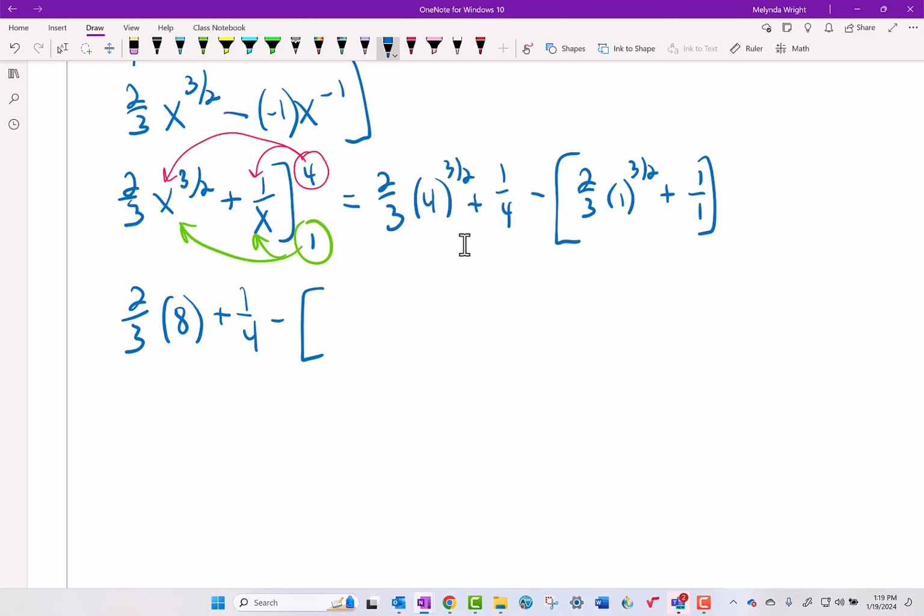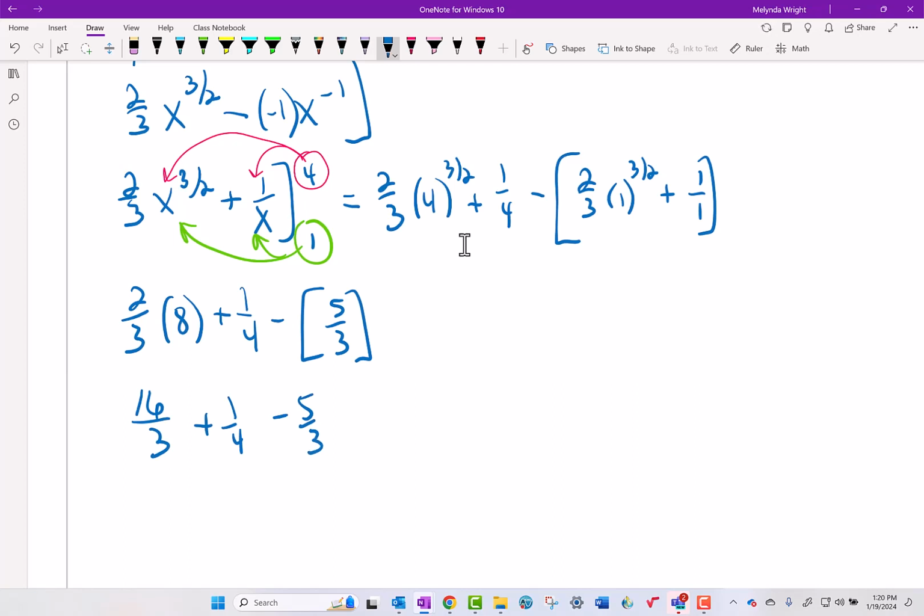1 is delightful. So basically 1 to anything is 1. So I've got 2/3 plus 1. So 2/3 plus 3/3 is 5/3. And it's just one thing, so I don't really need the bracket. Okay, again, we're just doing arithmetic. So what have I got? I got 16/3 plus 1/4 minus 5/3.